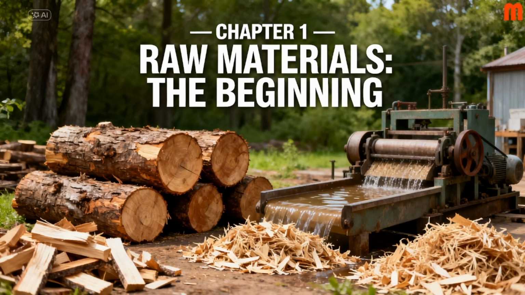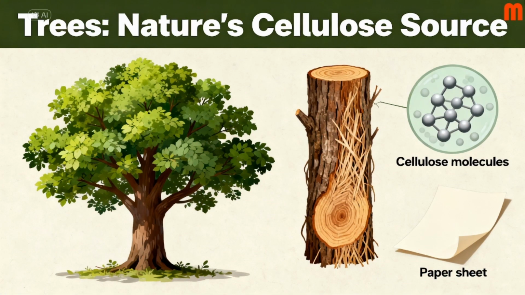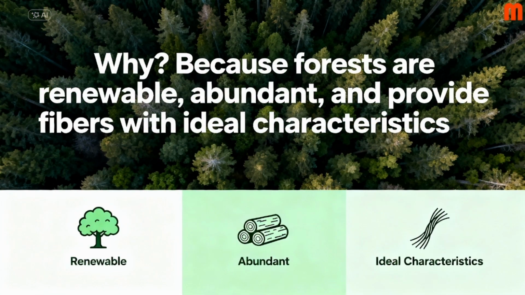Chapter 1. Raw Materials. The Beginning. Our story begins with trees, nature's most important source of cellulose, the building block of paper. While cellulose can be harvested from cotton, hemp, grasses, and even agricultural waste, wood fiber remains the world's primary pulping material. Why? Because forests are renewable, abundant, and provide fibers with ideal characteristics.